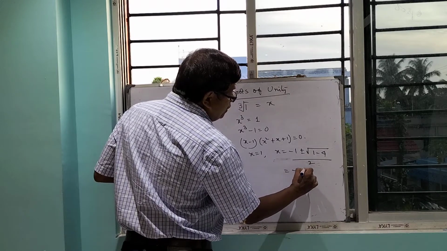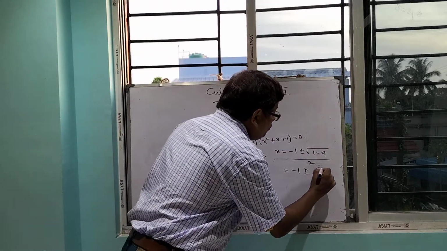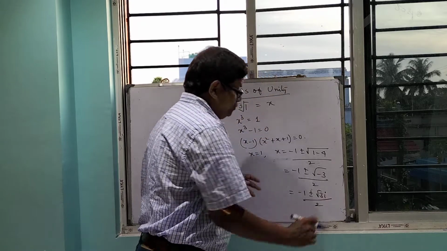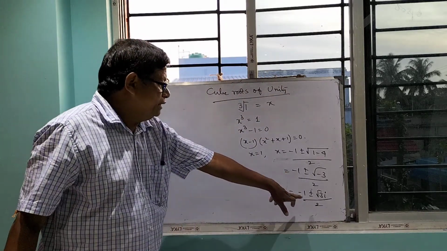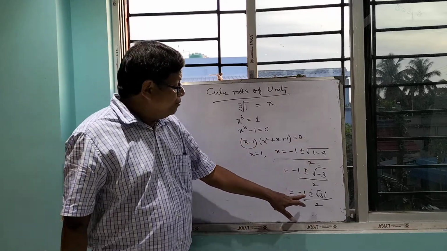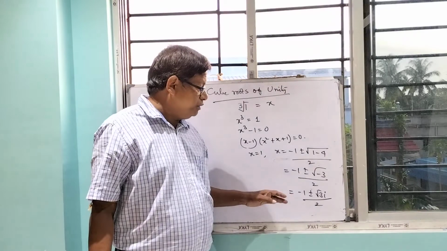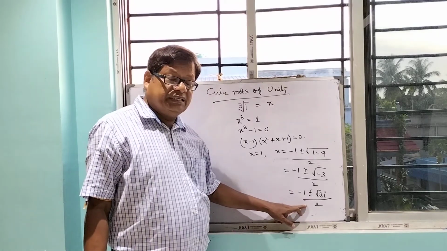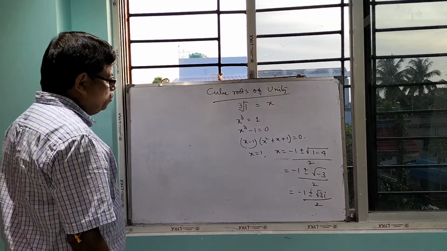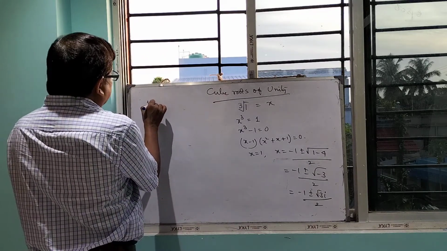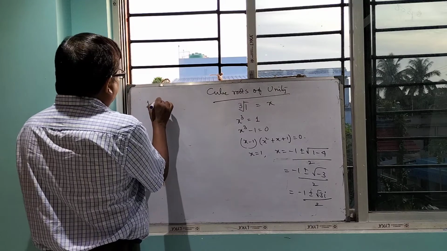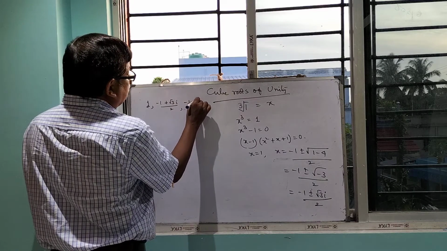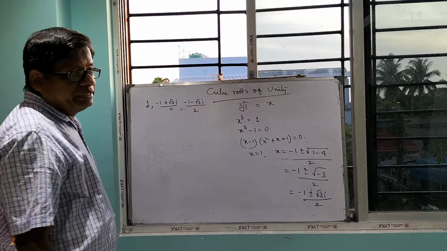That is minus 1 plus minus root minus 3 by 2, then minus 1 plus minus root 3i by 2. See, using the quadratic formula, minus 1 plus minus root 3i by 2. Now look here, 1 is real, the remaining 2 are imaginary. So we are getting 3 values of x. First one is 1, second one is minus 1 plus root 3i by 2, and the third is minus 1 minus root 3i by 2.